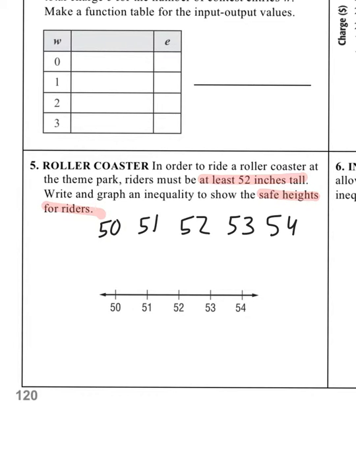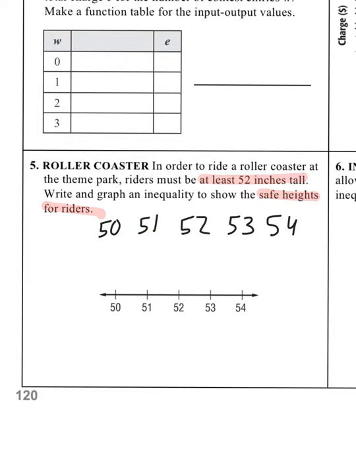Okay, so what I want you to do is to get your inequality, I don't care what letter you use. I want you to circle the numbers that will be safe heights for riders if you must be at least 52 inches tall. Once you do that, you should be able to get your inequality, whether it's greater than, less than, greater than or equal to, or less than or equal to. So get your inequality and then pause the video and we'll see what you got. You don't have to graph it yet because I'll give you time to do that in a minute. Okay, go.